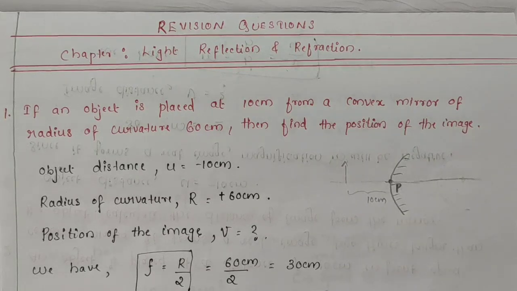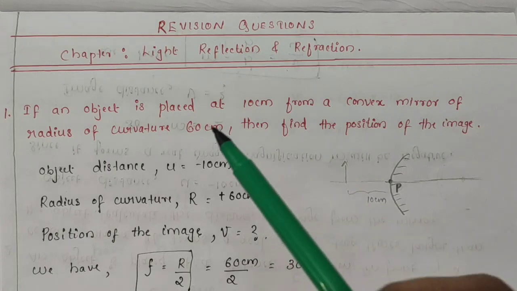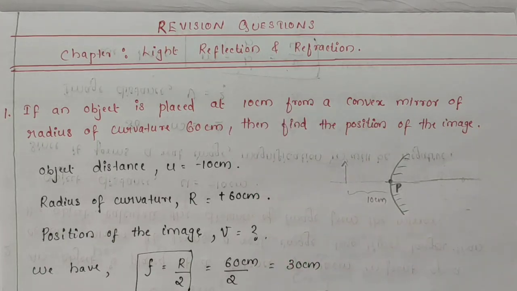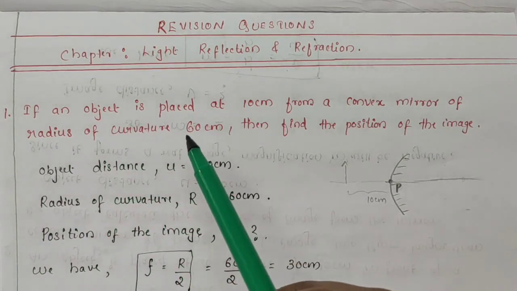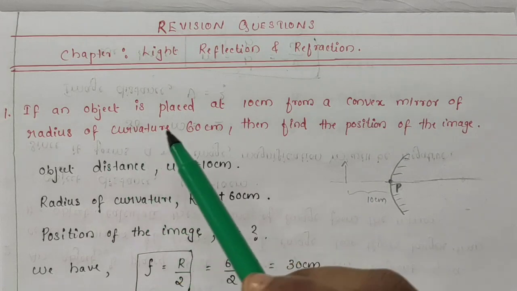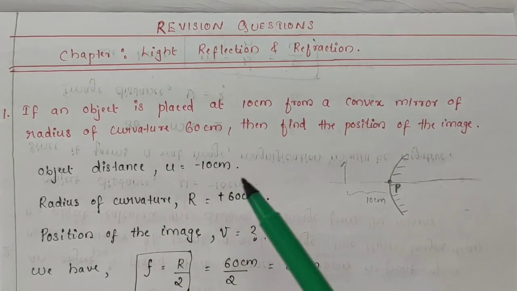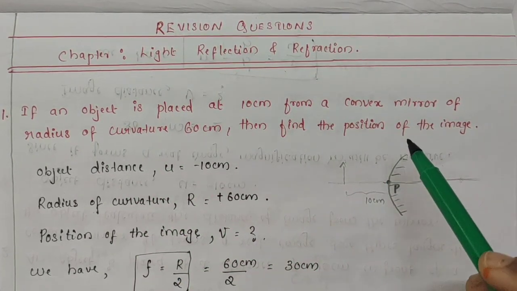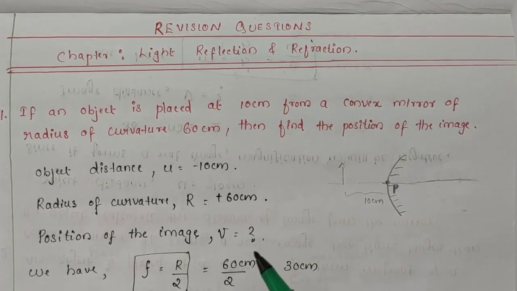Hello everyone. Let us discuss a few revision questions from the chapter Light Reflection and Refraction. See the first question. If an object is placed at 10 cm from a convex mirror of radius of curvature 60 cm, then find the position of the image.